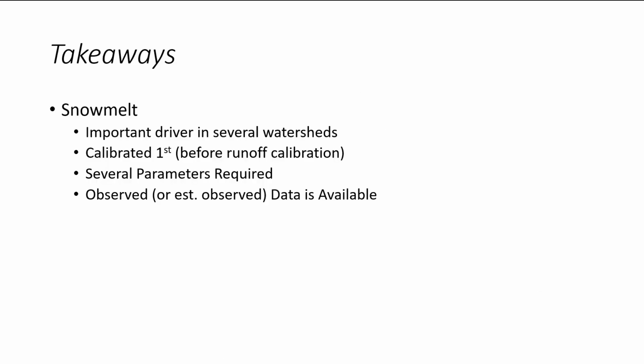Let's wrap up with some key takeaways. First and foremost, snowmelt is an important hydrologic driver throughout many watersheds. The snowmelt component within HMS should be calibrated first before the typical runoff calibration is started. Several additional parameters are required to model snowmelt within HMS, including temperature, snow water equivalent, and melt rates. However, observed or estimated observed data is available for most watersheds within the U.S.